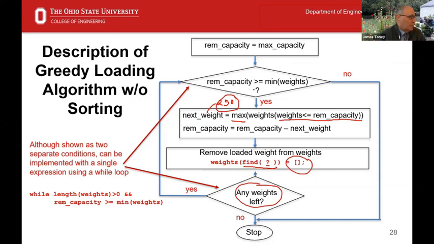Right? So while loop, decide what the next weight you're going to load is from this. Of course, subtract that from the remaining capacity. But then the key here, actually remove that weight from the list and use the find function to decide which one to remove.